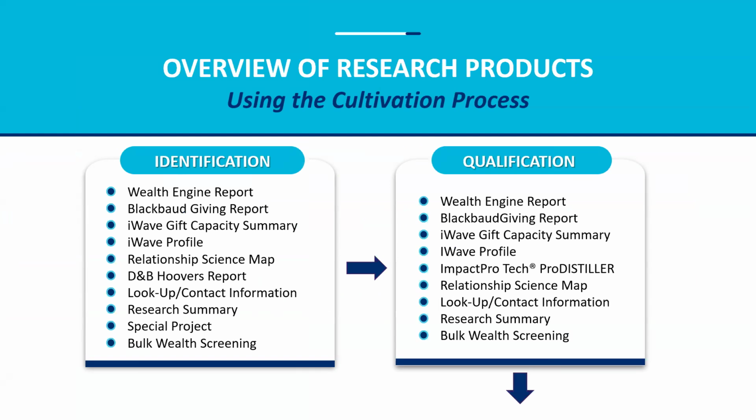The first thing I want to talk about is the overview of the research process. We have products in the marketplace like Wealth Engine. You may have heard of Blackbaud. We use iWave, which gives a gift capacity summary, and it also gives you profiles. The other two do not. There is another process that we overlay this information to, which is relationship mapping, which is part three, which we'll cover next week.